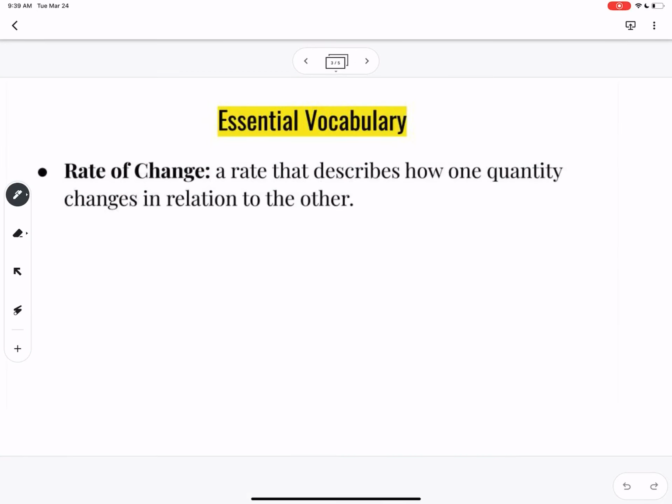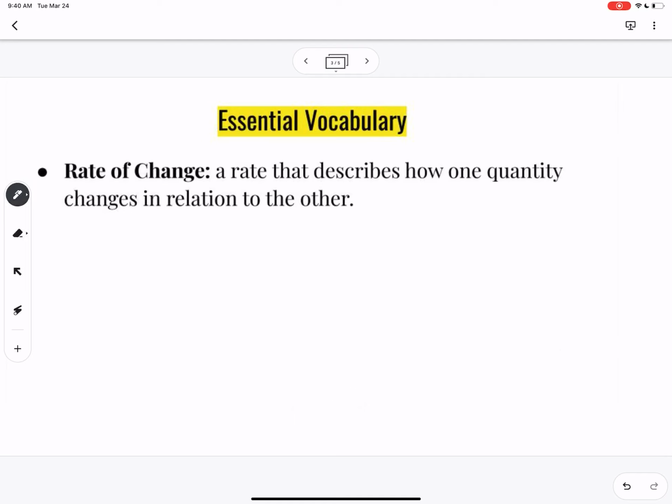Let's start off by reviewing the rate of change definition. Rate of change is a rate that describes how one quantity changes in relation to the other. One example you may have seen in real life is a car driving at 40 miles per hour. This describes the relationship between the miles, which is the distance, and the hour, which is the time. For every hour, the car will be moving at a distance of 40 miles.